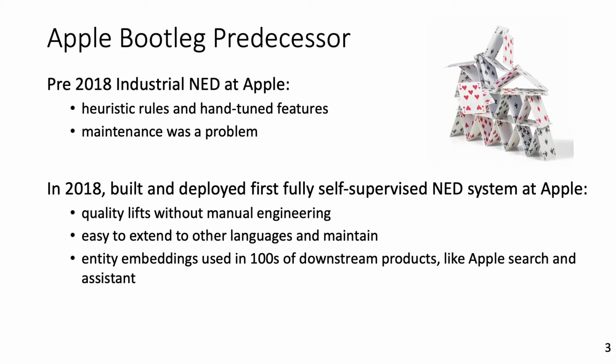For a little project history, pre-2018 at Apple, their NED system was part deep learning and part heuristic rules and hand-tuned features. This resulted in a system that was expensive to maintain and hard to scale to other locales and languages. So, in 2018, a subset of authors of this paper built and deployed a first-of-its-kind self-supervised NED system at Apple. This not only resulted in a large quality lift compared to its hand-tuned predecessor, but it was vastly easier to maintain and extend to other languages and locales. Now, the real benefit came from using the learned entity embeddings from this NED system in hundreds of downstream products across multiple languages, like Apple Search or Personal Assistants.